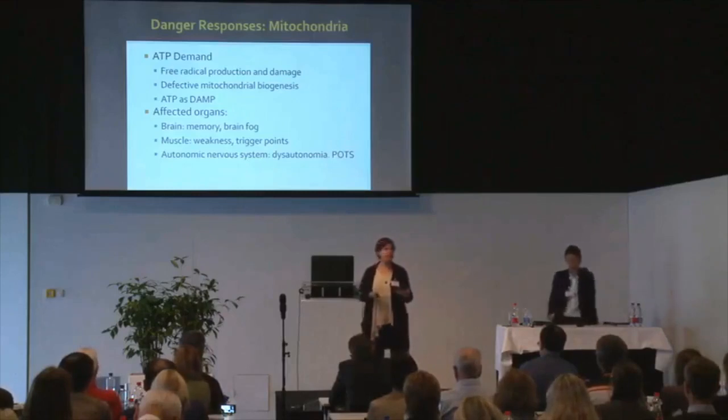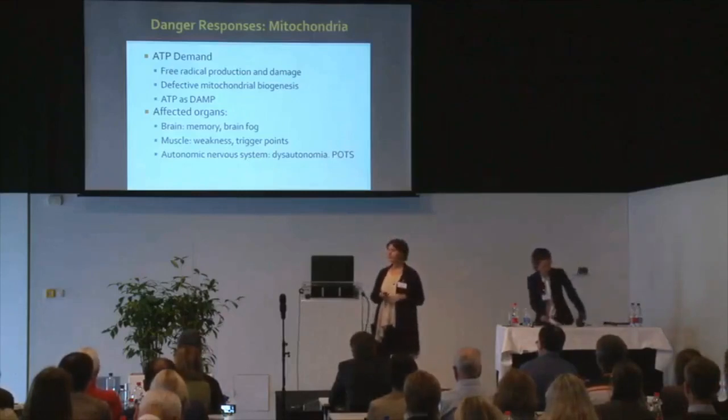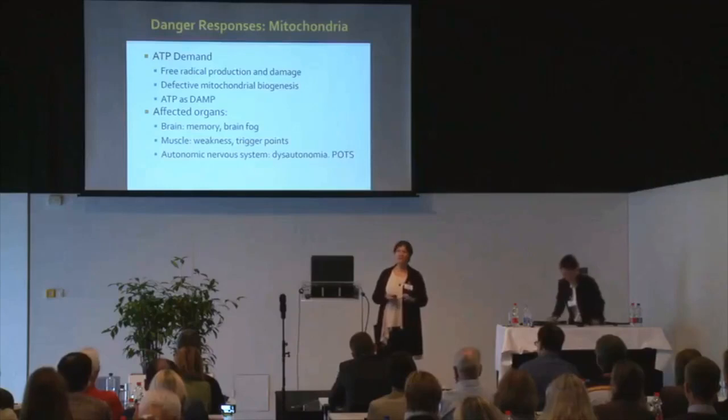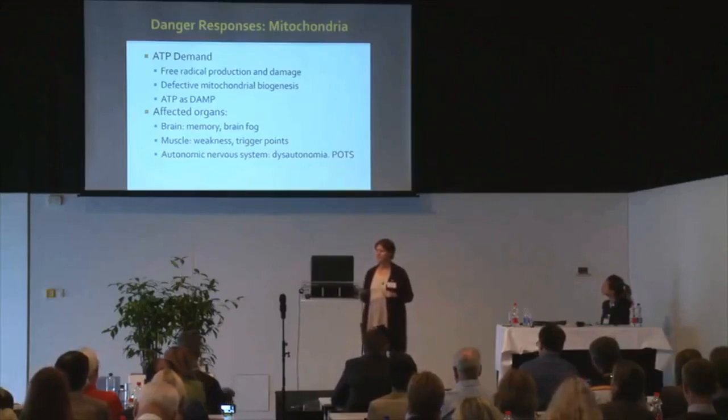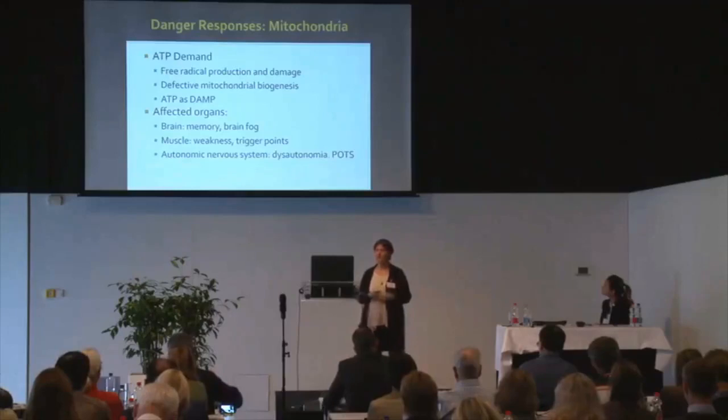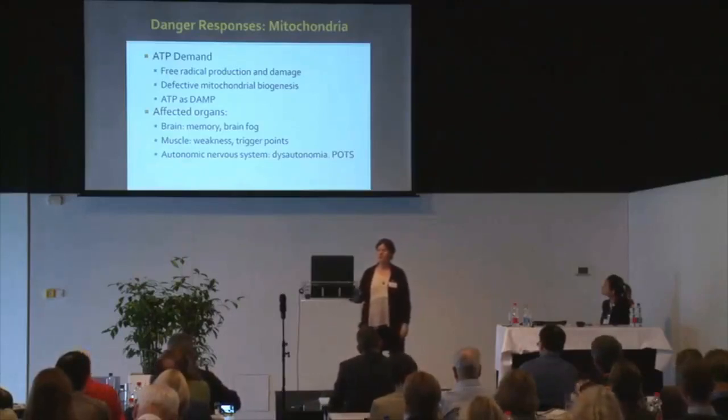ATP increases. ATP is our energy source. And remember, ATP can act as a DAMP. So the more danger you're in, sometimes that can be a problem. Affected organs with a mitochondrial cell danger response are the brain, muscles, and the autonomic nervous system.